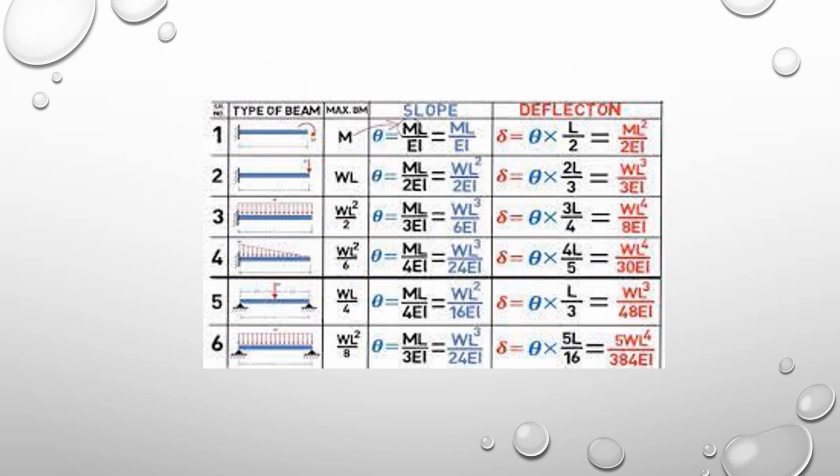Then next, this is the chart for the different conditions of beam with different loadings. First is the cantilever beam with moment at its end. Then second is the cantilever beam with point load at its end. Third is the cantilever beam with UDL. Fourth is a cantilever beam with uniformly distributed load. Third is the simply supported beam with point load. Fourth is a simply supported beam with uniformly distributed load. These are the maximum bending moments for these different kinds of beams. These are the slopes and these are the deflections.